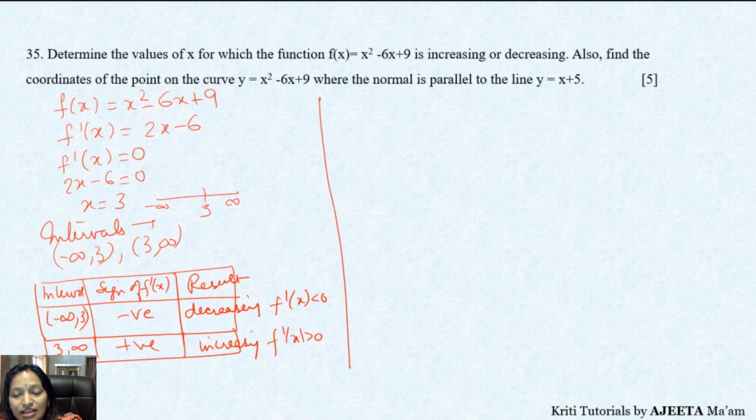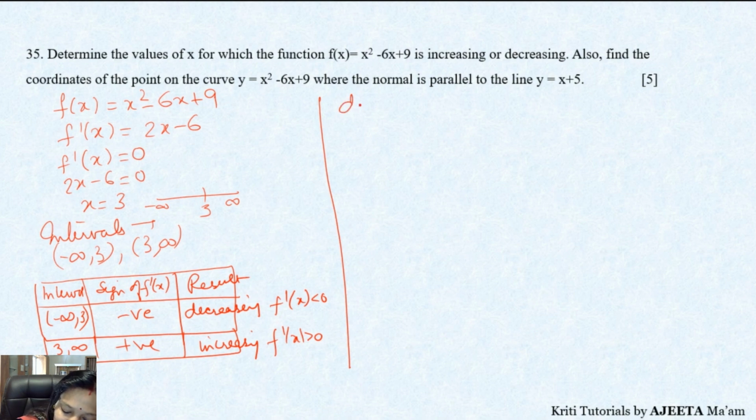So it is increasing in the interval minus infinity to 3, and 3 to infinity, and decreasing in the interval minus infinity to 3. Now the second part, correct? The coordinates of the point on the curve where the normal is parallel to the line. Now normal is the line which is perpendicular to the tangent, correct? So now the curve is given to you x square minus 6x plus 9, the same as before. That is why it's linked together.